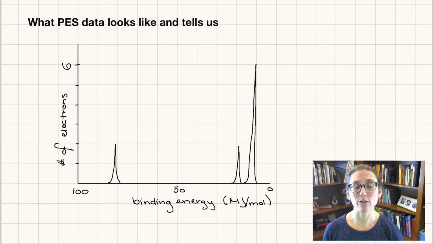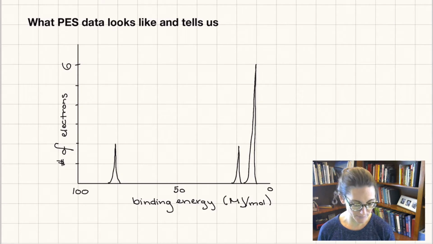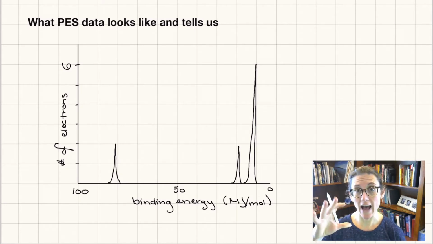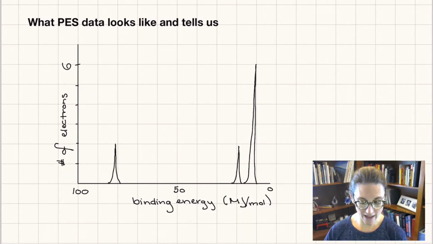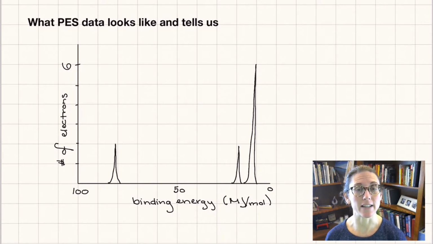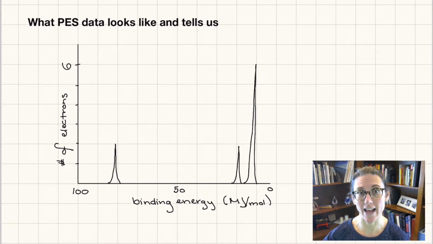To figure out what information we actually can get from it, we need to take a look at what a photoelectron spectrum looks like. And so here's what one looks like. You can see that we have a graph, and on the x-axis we have binding energy. Now, the binding energy is the amount of energy it takes to remove an electron from that atom.